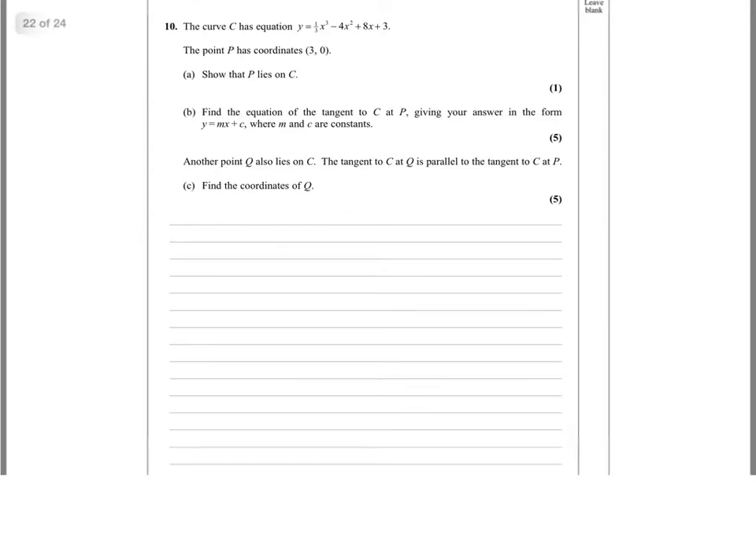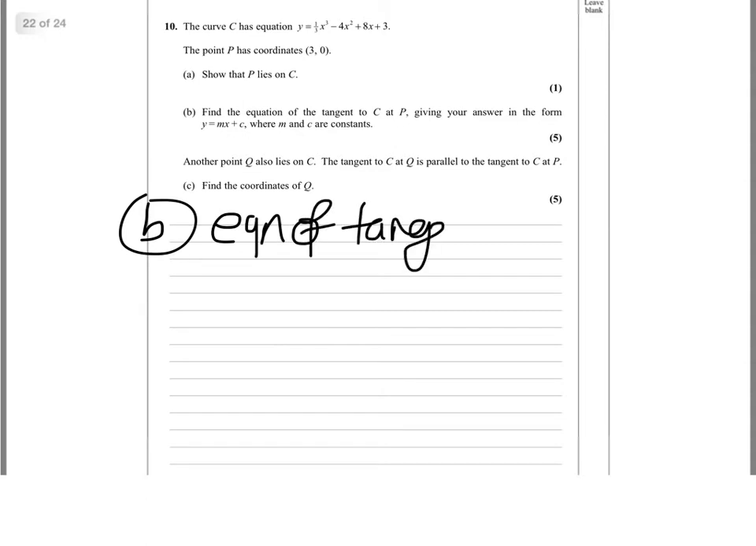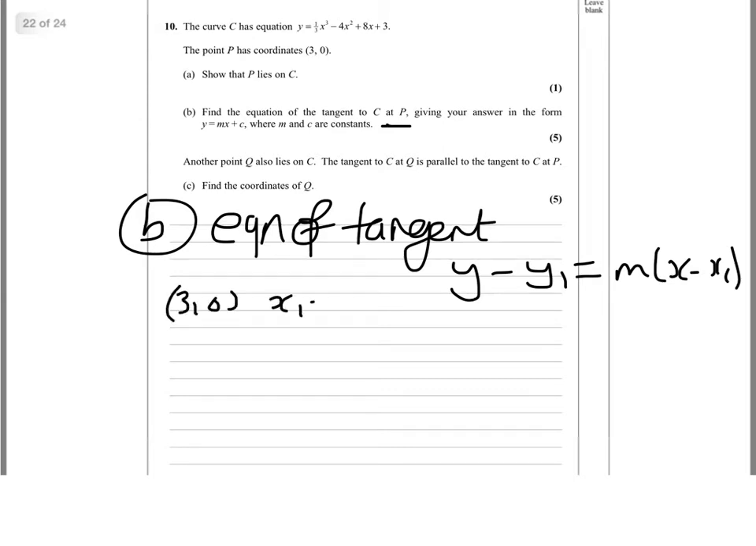Part B, and it mentions equation of the tangent. So at some stage we should have to use this equation, so put it down and see what we have and what we need to find out. And it's the equation of tangent at P. So P is still 3, 0. So x1 is 3 and y1 is 0. So it's m we have to find.